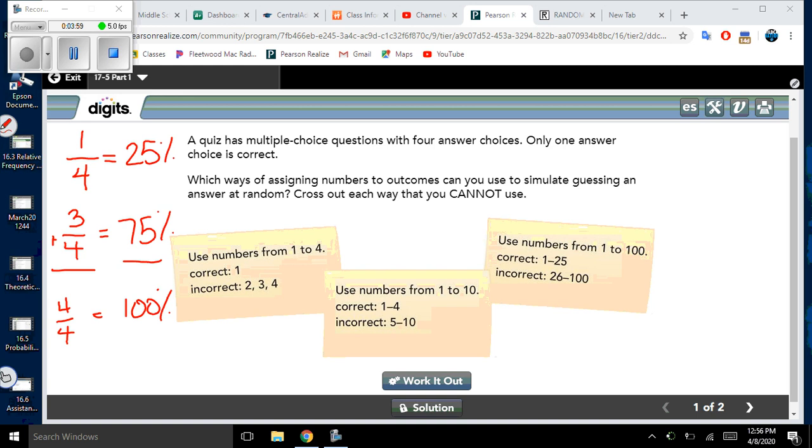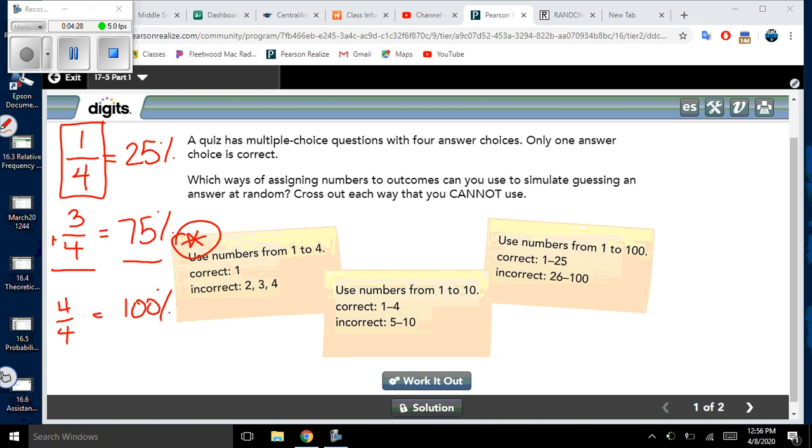All right? So any way we could show a 1 out of 4 situation? Well, the easiest thing that we could do, and I would try to stay easy here since this is a really new concept, you guys, we're going to use the numbers 1 through 4. Anytime the number 1 pops up, we're going to count it as correct. Anytime the numbers 2, 3, or 4 pop up, we're going to count as incorrect.